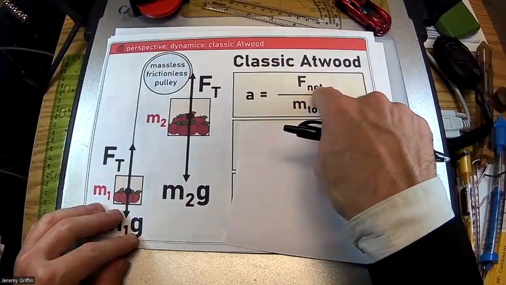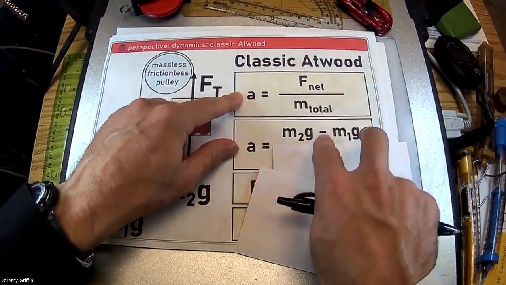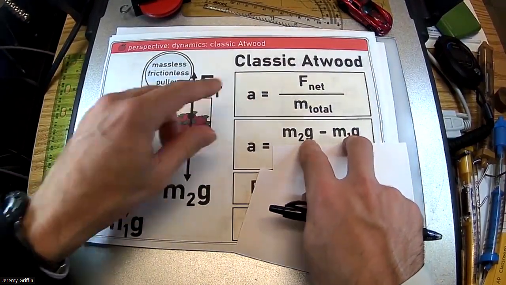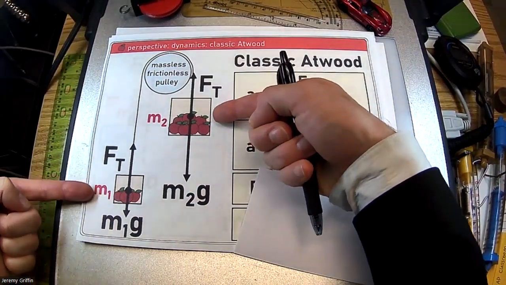So for this net force, here we go. Here's the answer reveal. Acceleration is the net force divided by M total. How much total inertia is being moved around?